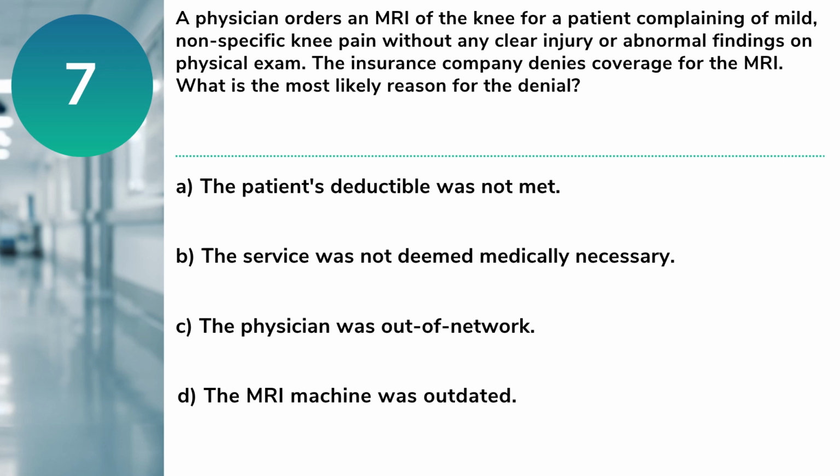Question 7. A physician orders an MRI of the knee for a patient complaining of mild, nonspecific knee pain without any clear injury or abnormal findings on physical exam. The insurance company denies coverage for the MRI. What is the most likely reason for the denial? A. The patient's deductible was not met. B. The service was not deemed medically necessary. C. The physician was out of network. D. The MRI machine was outdated.